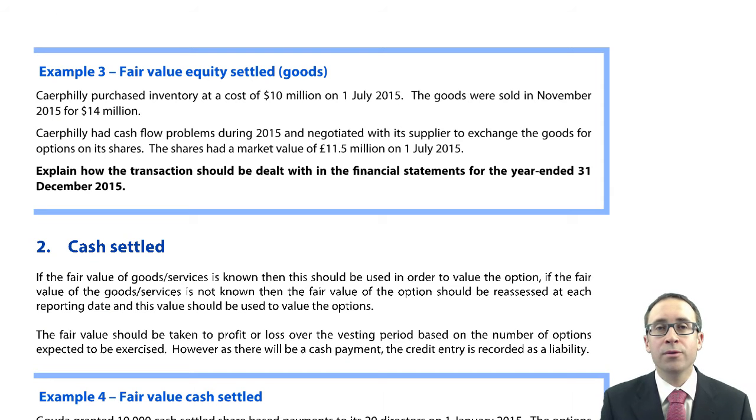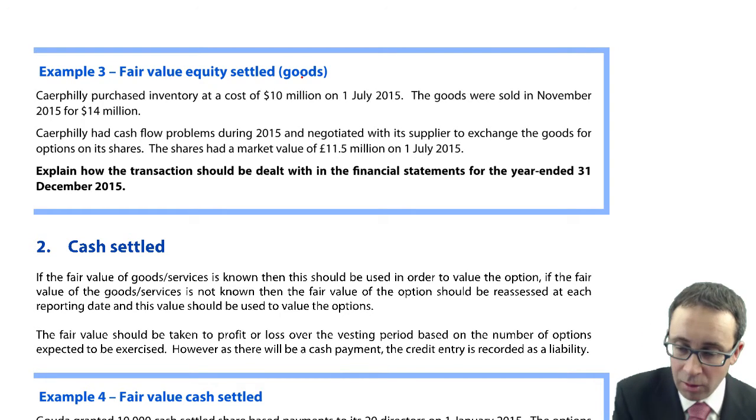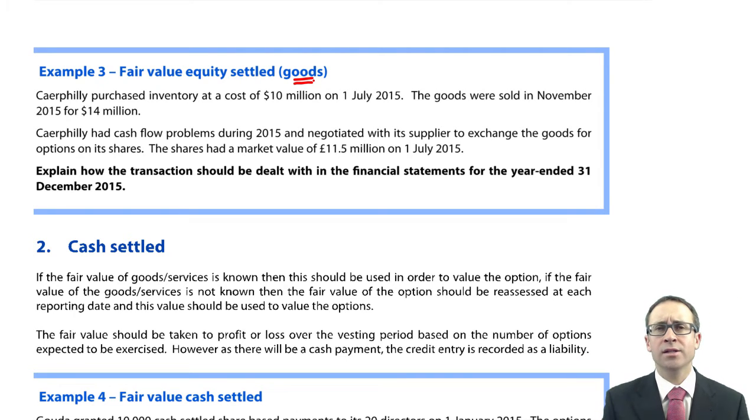Those previous two examples went through and looked at calculations that involved services and share-based payments, being equity settled share-based payments. The following small example just goes through and looks at transactions involving goods. Okay, so you are purchasing goods, and in purchasing those goods you are issuing share options.